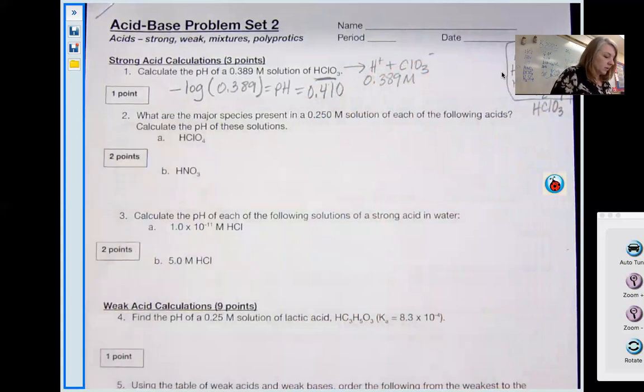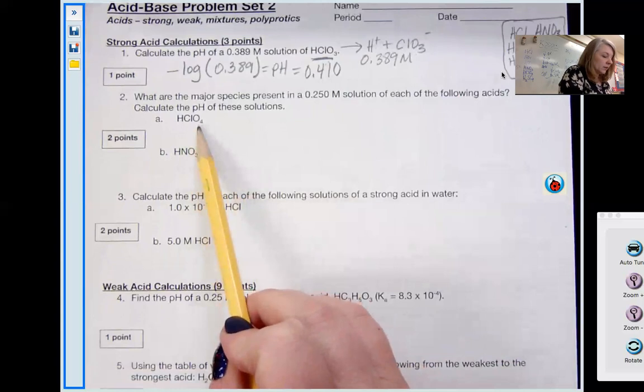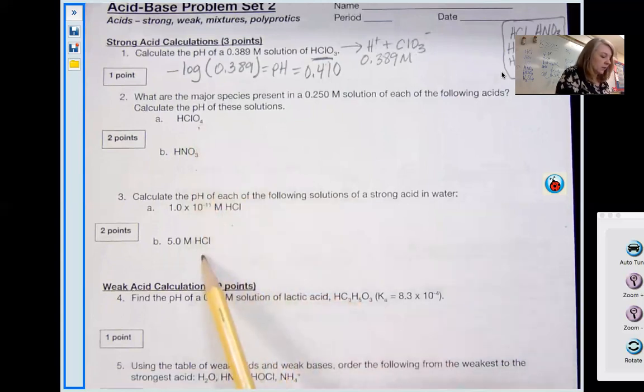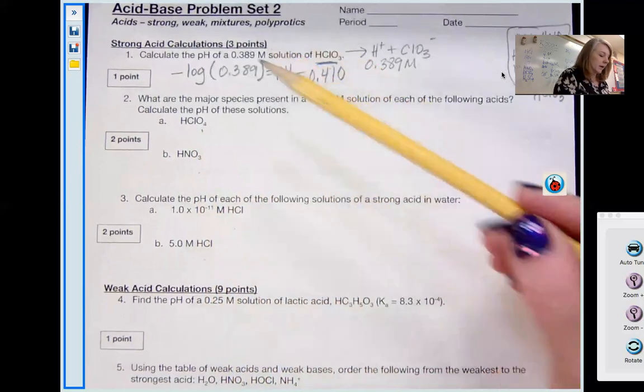Now, because you are going to do the rest of these, if you look at HClO4, it's a strong acid. HNO3 is a strong acid. HCl is a strong acid. They're all in the group. And it also says up here at the top, strong acid calculations.